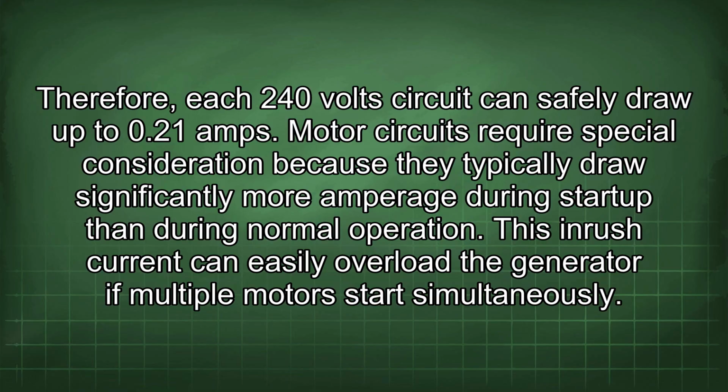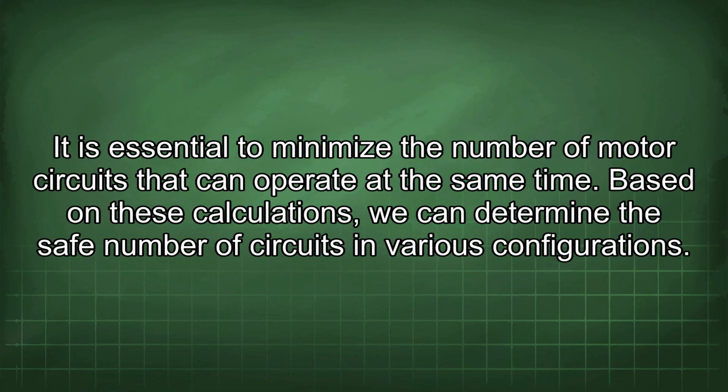Motor circuits require special consideration because they typically draw significantly more amperage during startup than during normal operation. This inrush current can easily overload the generator if multiple motors start simultaneously. It is essential to minimize the number of motor circuits that can operate at the same time. Based on these calculations, we can determine the safe number of circuits in various configurations.